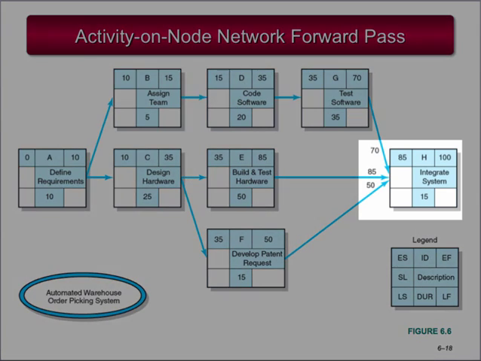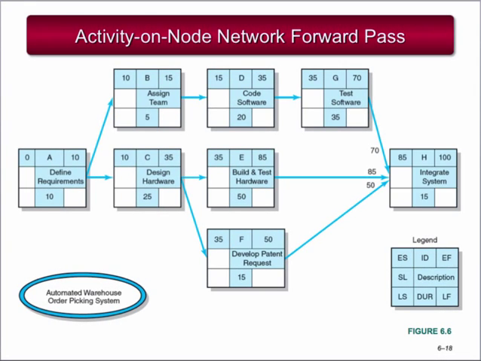Activity H is a merge activity. The early start for a merge activity depends on the early finish of all activities that merge into it. In this project, Activity H is preceded by activities E, F, and G. The earliest start time for Activity H will be the largest earliest finish between E, F, and G. In this case, Activity E has the largest finish time at 85 days. If Activity E is delayed, Activity H is delayed. The early finish for Activity H, or the project, is 100 days.